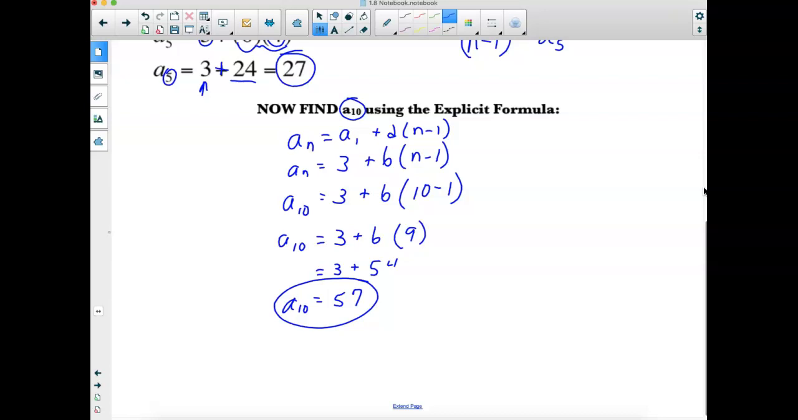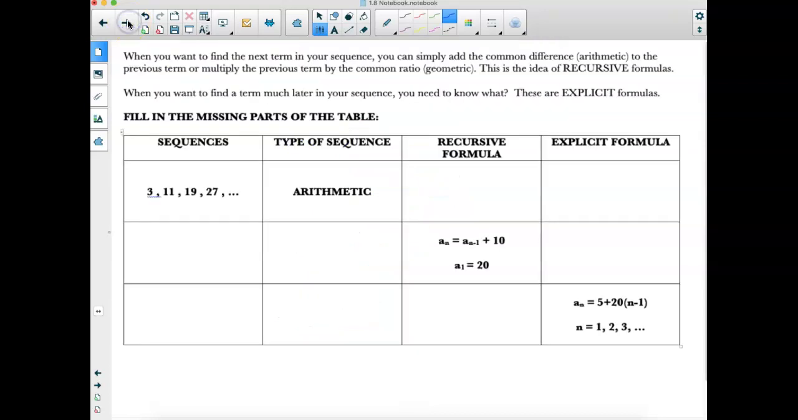Hopefully that makes sense. So what we're going to do is zip over to the second to last page for a couple of examples. When you want to find the next term in your sequence, you can add the common difference arithmetically to the previous term, or multiply the previous term by the common ratio geometrically. We're not doing anything geometric in here. This is the idea of the recursive formulas.